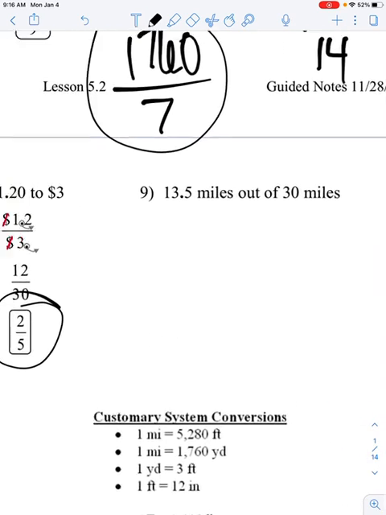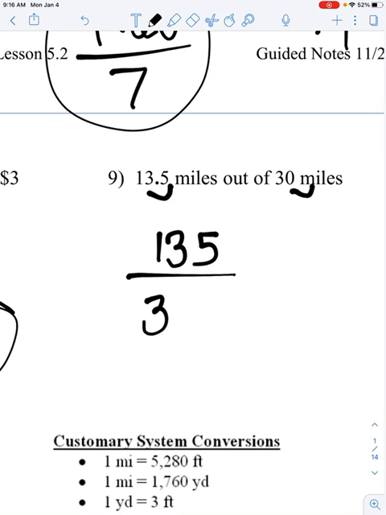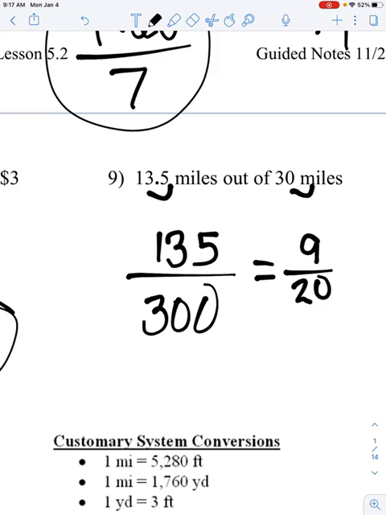Okay, so same with this one. One place to the right would be 135 out of 300. So 135 out of 300 reduces to 9 over 20.